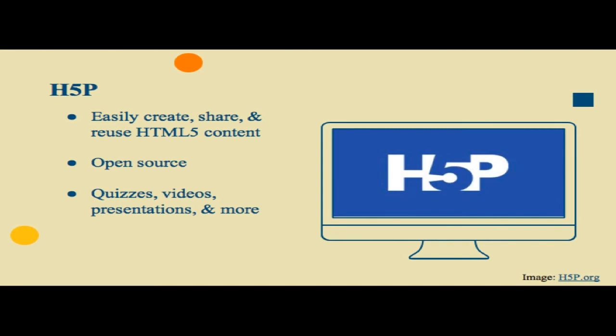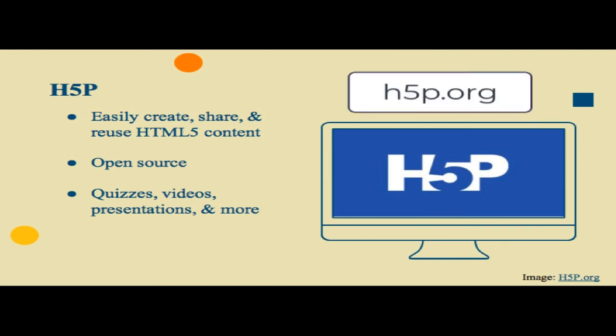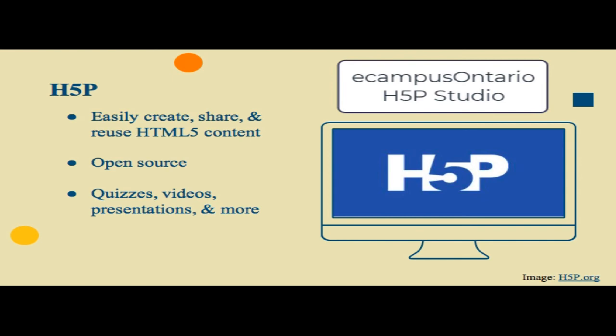You can access the software for free through h5p.org or through the eCampus Ontario H5P Studio, provided that you are from a member institution. The eCampus Ontario H5P Studio is a collaborative program where users can choose to share their creations within a central catalog. This allows others to embed the activity directly or copy it as a template to create their own interactive activity. For this project, I wanted the content that I created to be easily findable and reusable by others, so I chose to use the eCampus Ontario H5P Studio.